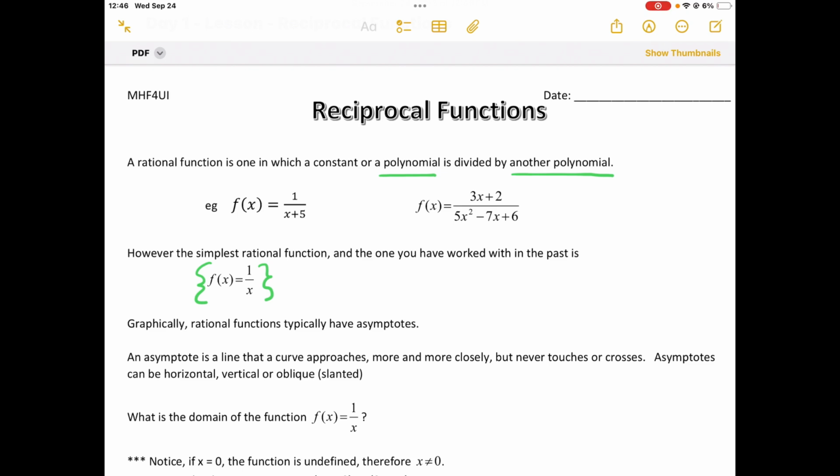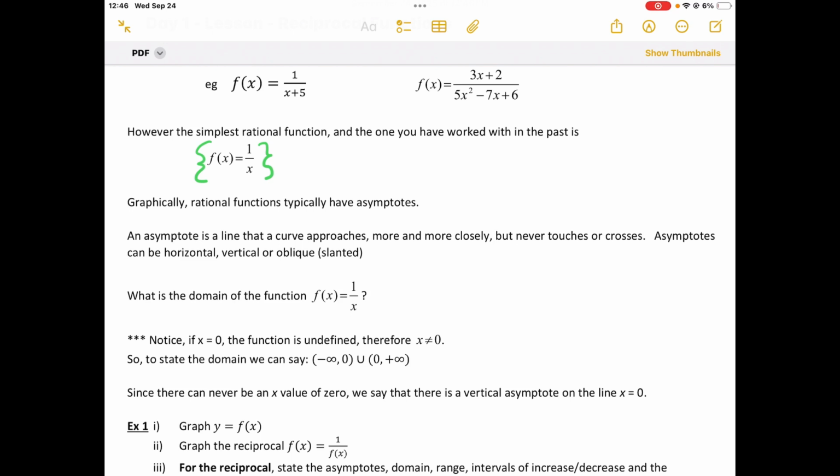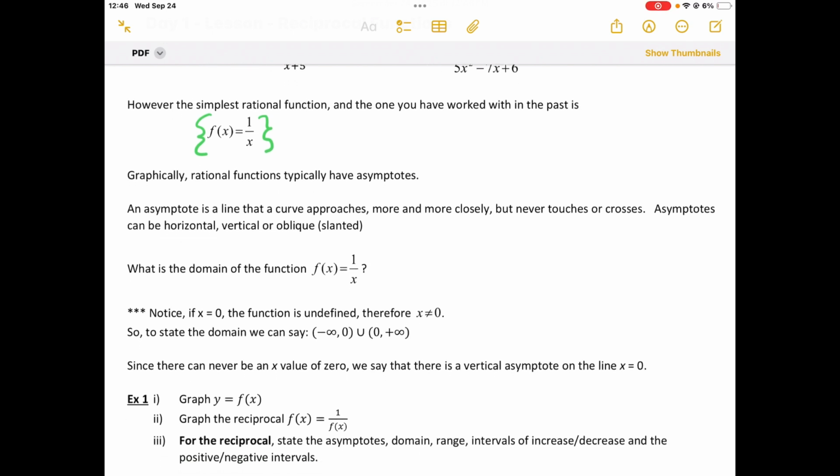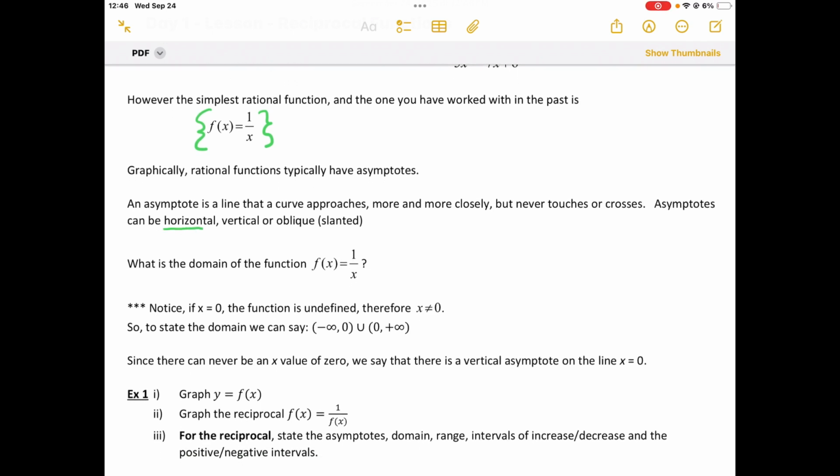Rational functions generally have something that are called asymptotes, which are lines that a curve approaches but doesn't cross. You can have horizontal, vertical, or oblique asymptotes. Asymptotes occur when there is a break in the domain. So for example, our function is undefined here at x equals 0, which means that our domain would look like this below. This is interval notation.